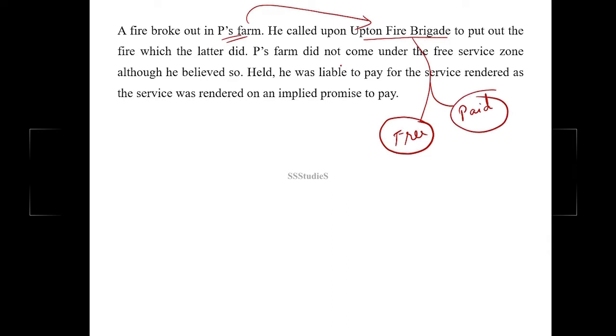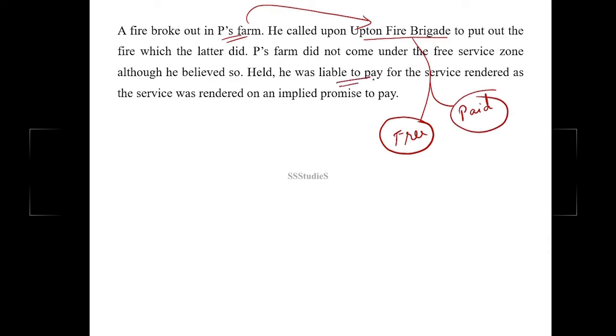Now, Upton Fire Brigade is a fire brigade service and it had two types of service zones. One is the free service zone, and then the paid service zone. Now, a fire broke out in P's farm and he immediately called the Upton Fire Brigade to put out the fire. Upton Fire Brigade went ahead and put out the fire, but P was under the impression that it was a free zone and he did not have to pay for the service. But in fact, P's farm did not come under the free zone of Upton Fire Brigade. As such, he was supposed to pay. So P's farm did not come under the free service zone, although he believed so.